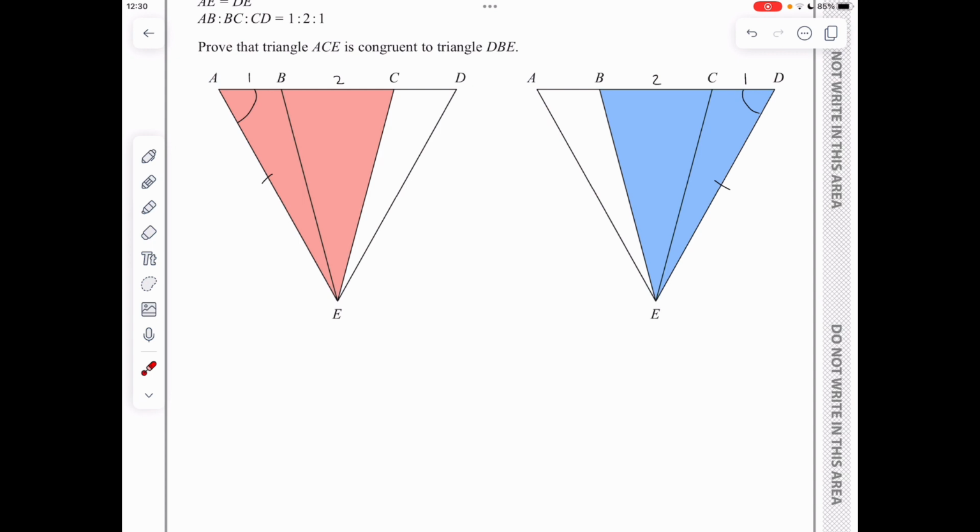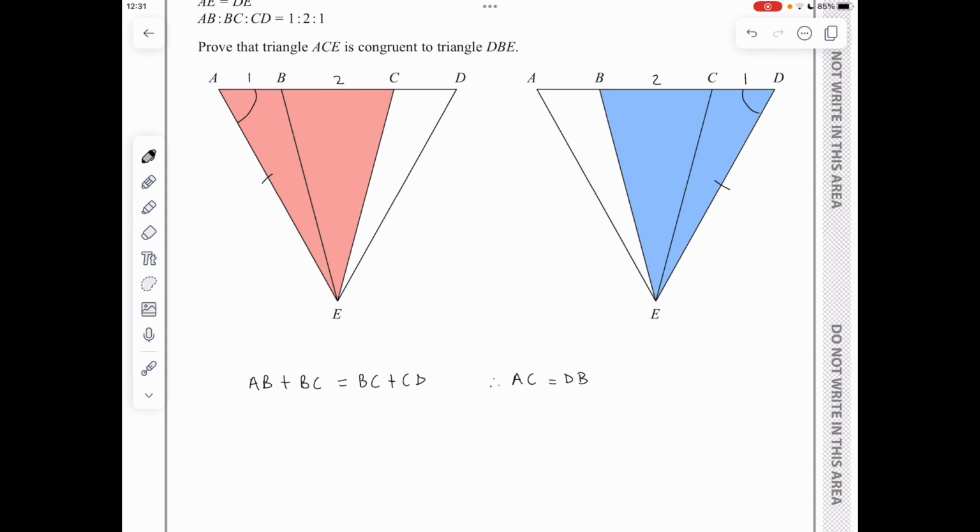So we start by noting that the length AB plus the length BC is equal to the length BC plus CD. In other words, this part and this part is equal to this part and this part, and therefore this means that AC is equal to DB, so the two lengths are equal.